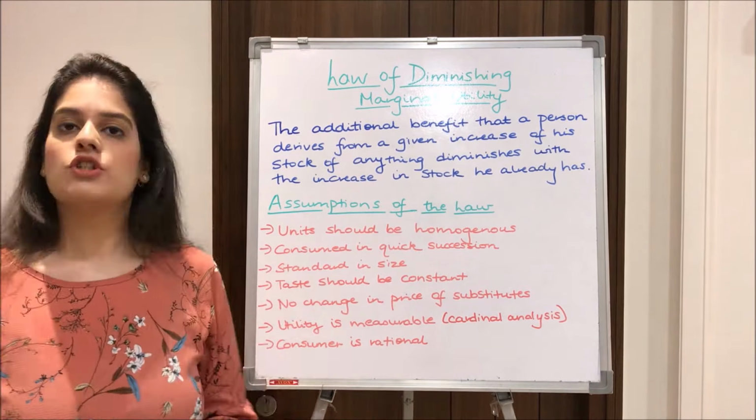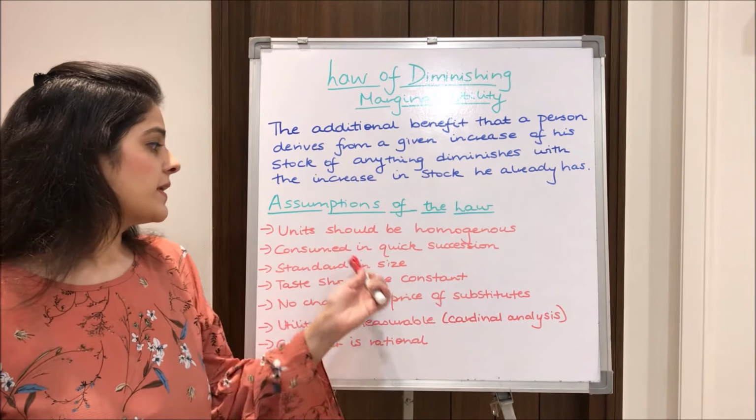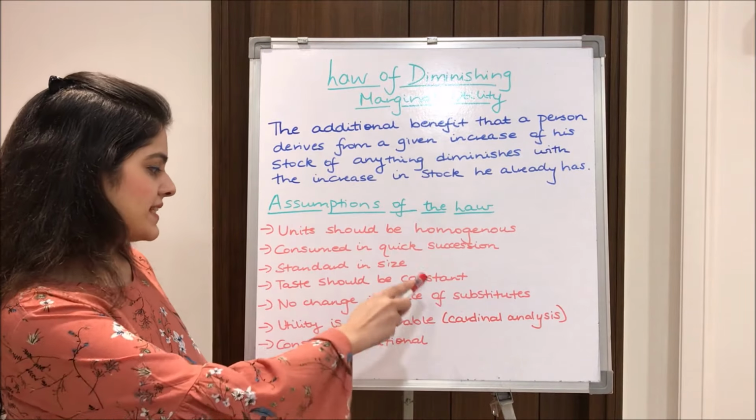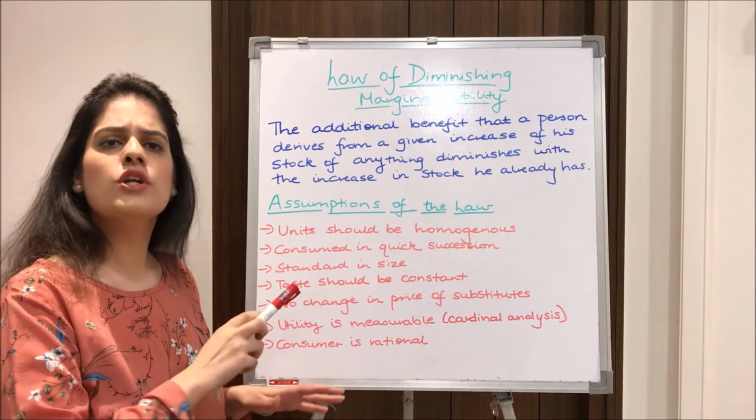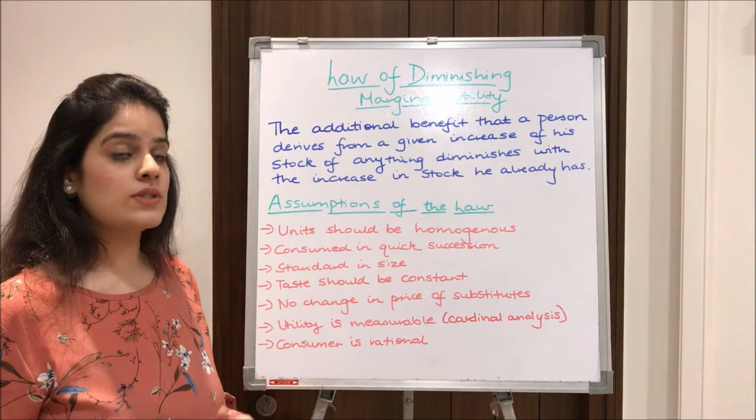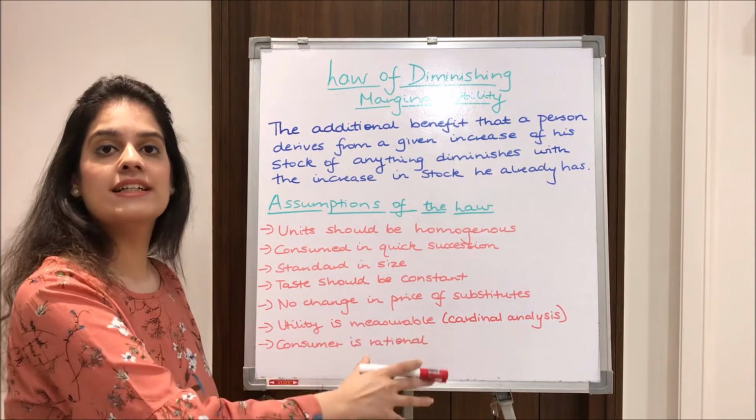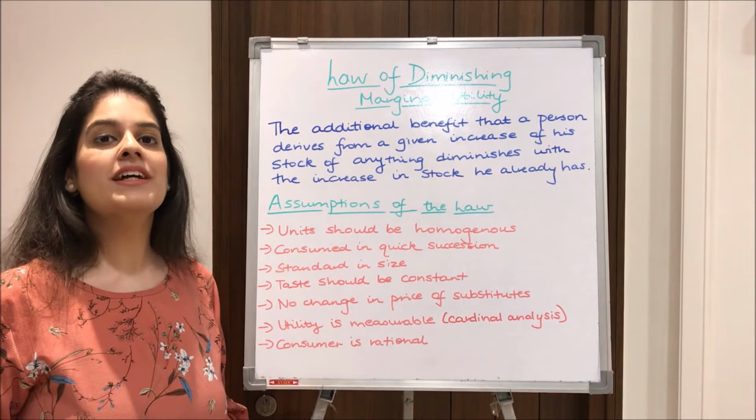Moving further to the assumptions of the law, the units should be homogeneous. It should be consumed in quick successions, that is without any breaks. They should be standard in size, and the taste of the consumer should be constant. There should be no change in the price of substitutes as well. And utility is measurable, that is, here we have taken utility as a cardinal analysis. And lastly, of course, the consumer is expected to be rational.